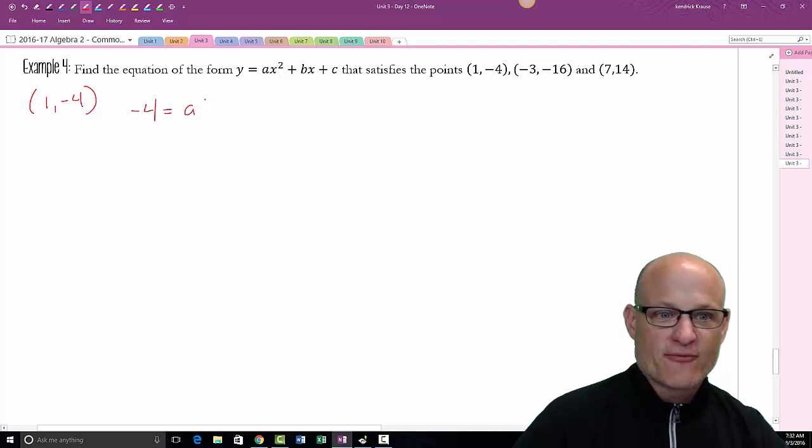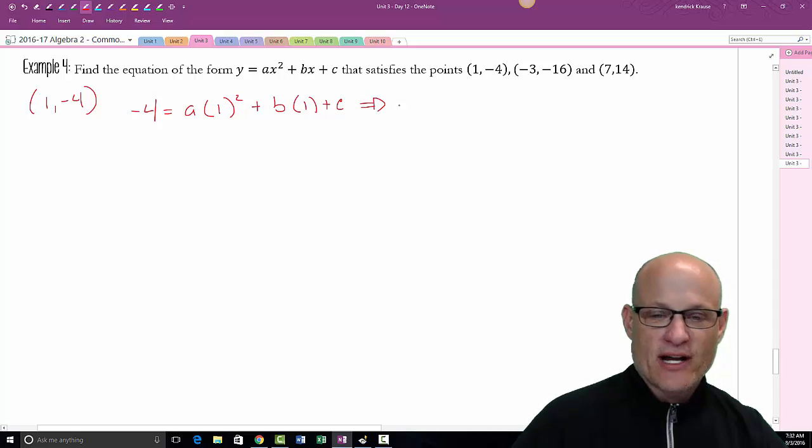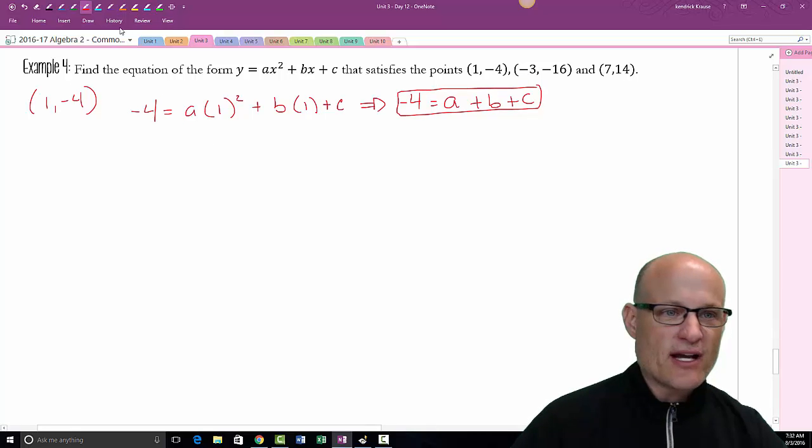You never know. In for x goes 1. Not in for a, not in for b. In for x. Plus c. Let's clean this one up. Oh, by the way, when I do these, I love working in color. So if you got different colored pens, this is great. And I will make that suggestion to my students. a plus b plus c equals negative 4. That's an easy equation. All right, let's try the next one.